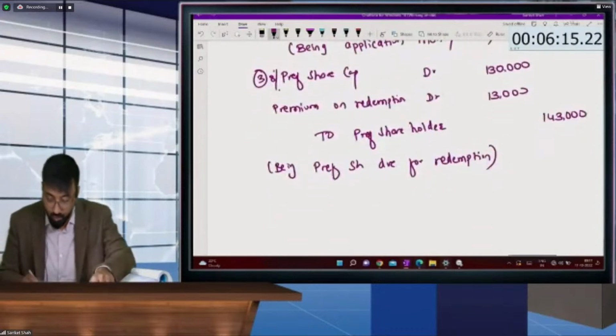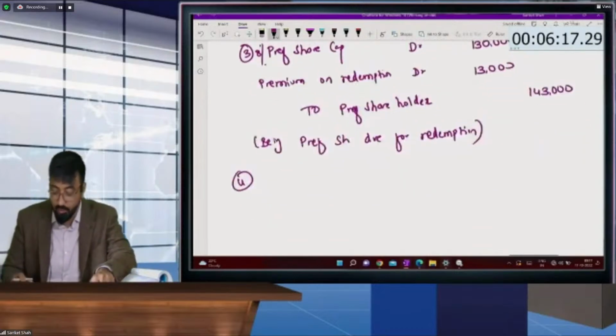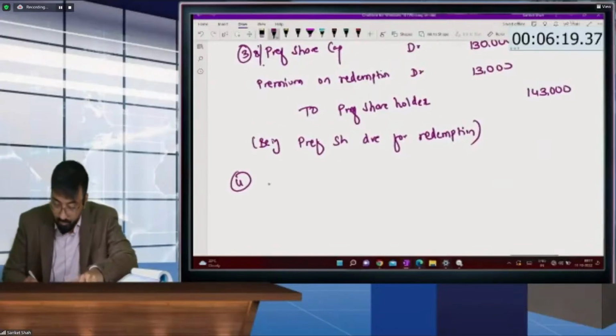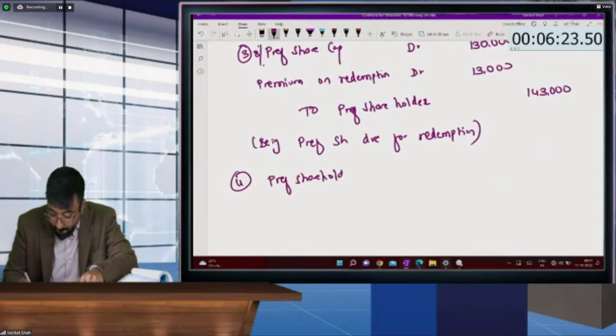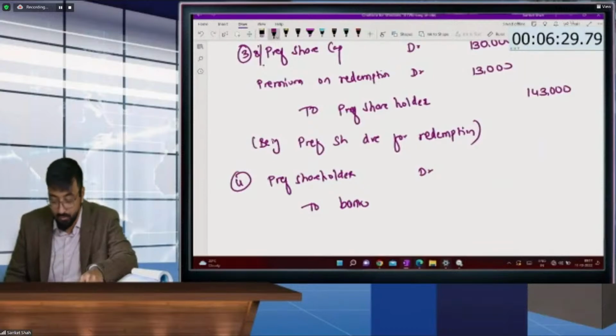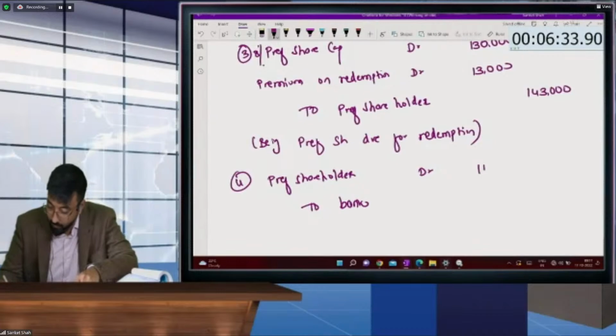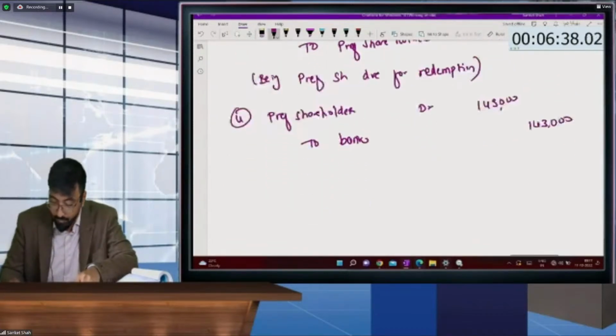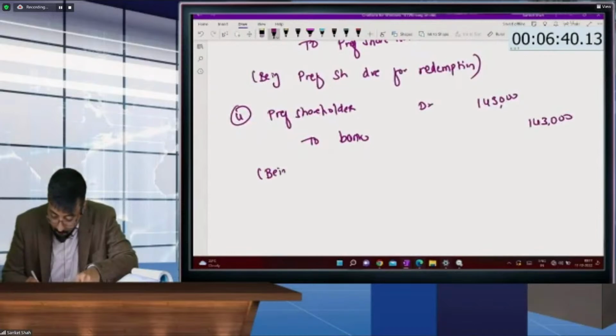Narration is not important, but only a one-liner is important. Preference shareholder account debit to bank, 1,43,000. Being preference shareholder paid.